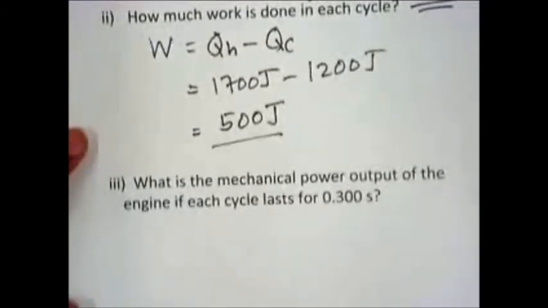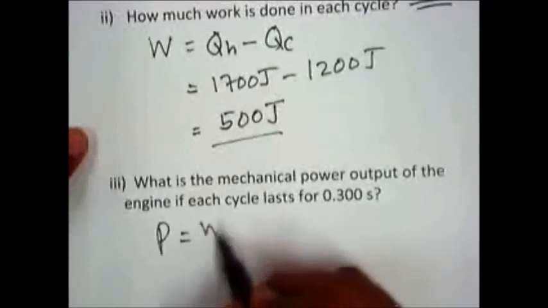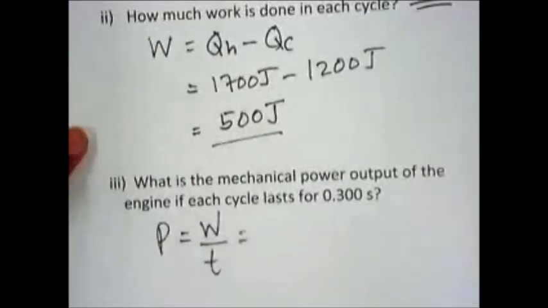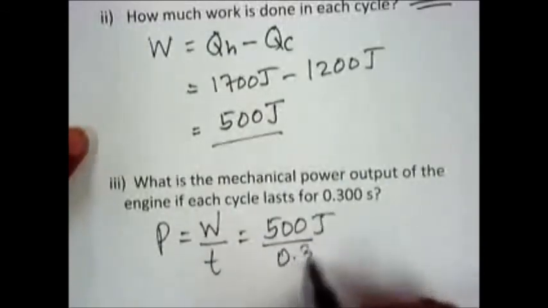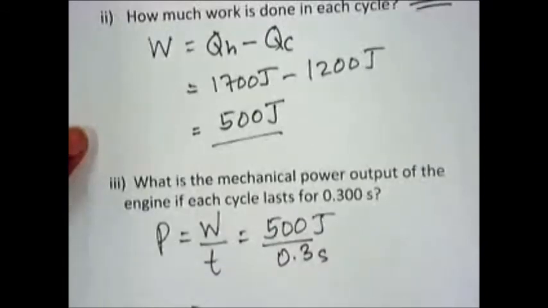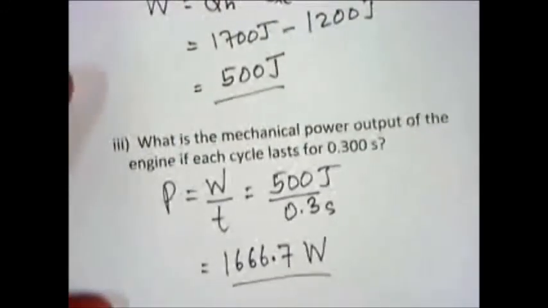Okay, what is the mechanical power output of the engine if each cycle lasts for 0.3 seconds? So you know power is equal to work done divided by time. So you have found the work done in the previous question. It's 500 joules divided by 0.3 seconds. Okay, so 500 divided by 0.3, you get about 1666.7 watts. Okay, so that's how you go about solving questions.